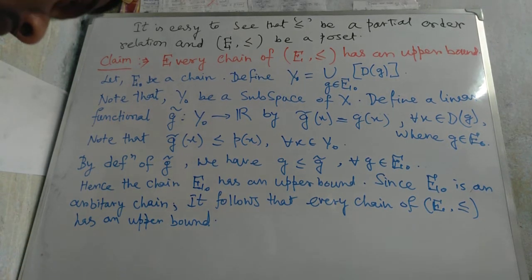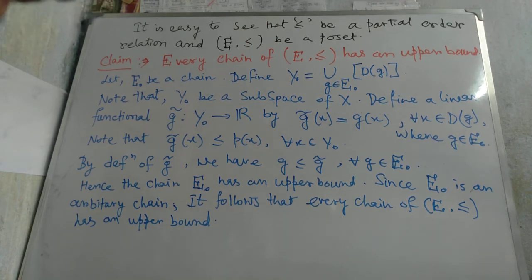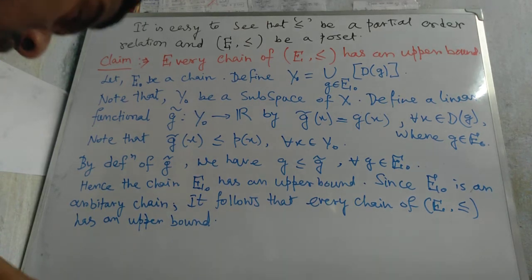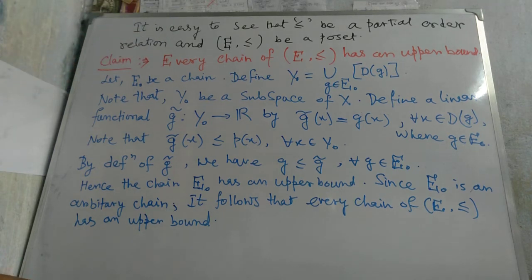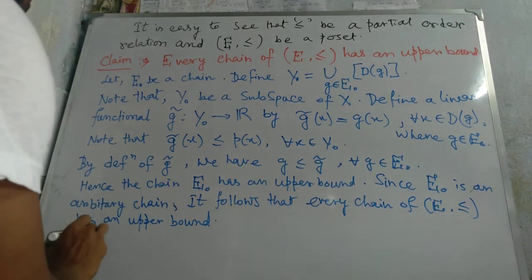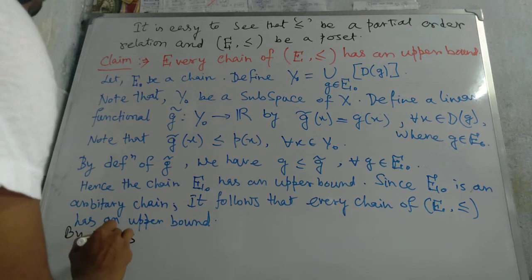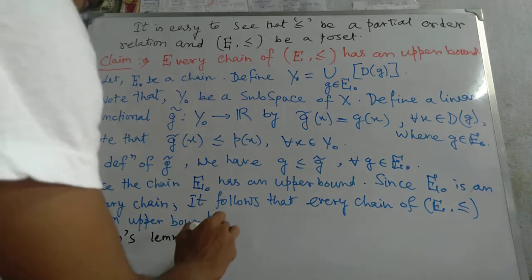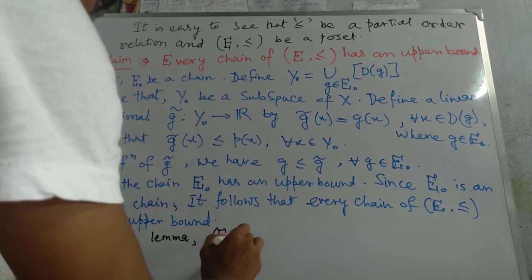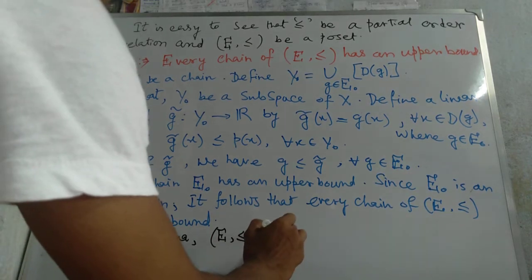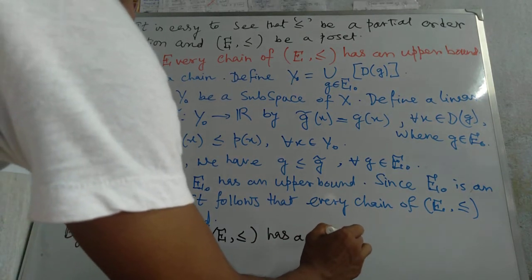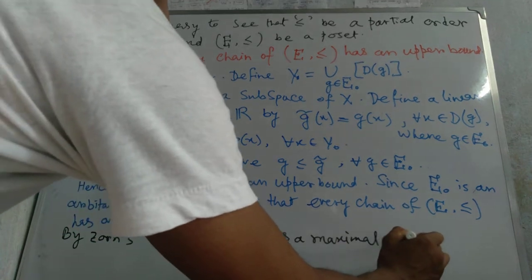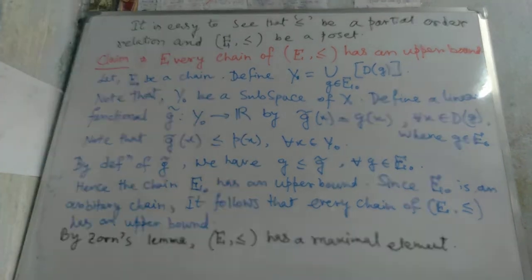Now we are going further. By Zorn's lemma, E with the relation less than or equal to has a maximal element.